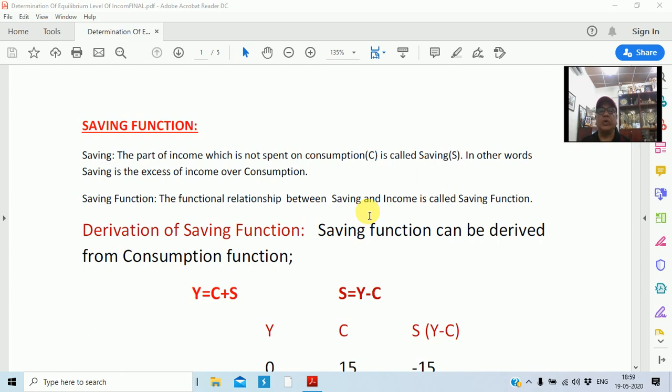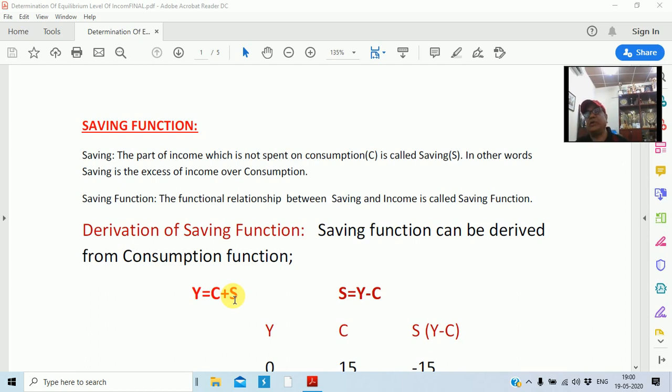So here also in saving function, we are going to discuss the functional relationship between saving and income. But before moving to the saving function, let us have a brief definition of what is saving. Saving is that part of income which is not spent on consumption. Like yesterday, we studied Y is equal to C plus S. It means that whatever income is generated in the economy is divided into two parts. A part of income which is used for the purchase of goods and services is called consumption, and the rest is saved and further converted into investment.